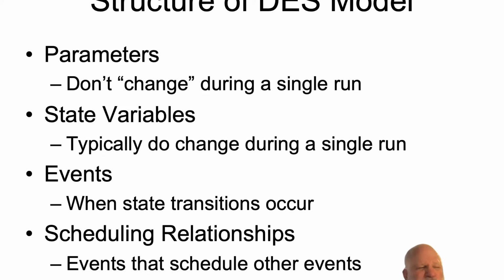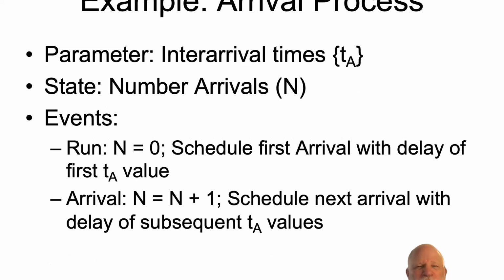In our queuing models, they might be things like a customer arrives. And when a customer arrives, if there's an available server, that customer can start service. And if not, then they'll wait on the queue. We'll see examples of that. Okay, so this is the hello world of discrete event models, the simplest non-trivial one. And it's called the arrival process. And it's actually a very useful one, but it's really very simple. It has one parameter, one state, and essentially one event, except for the run.